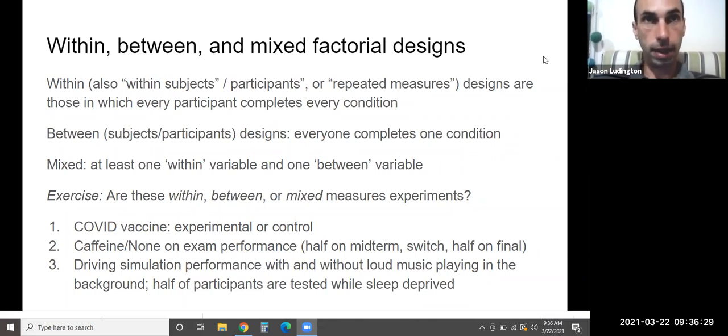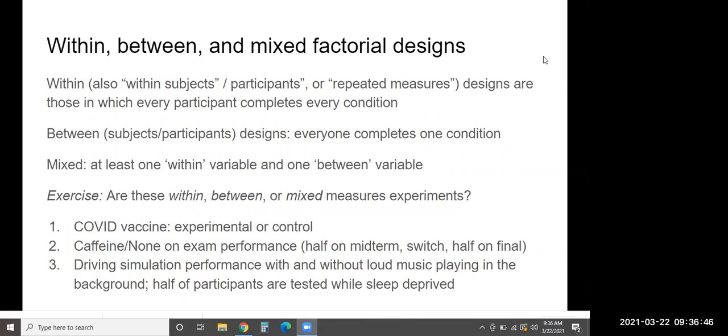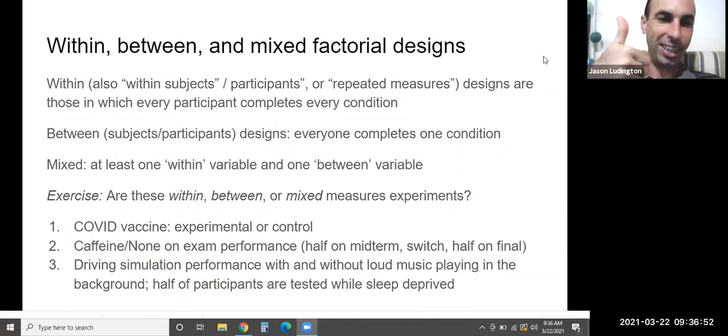So by the time they've taken both exams, they have participated twice. Within? Because they went through 2 conditions. One was with caffeine and one was without caffeine. Very good.